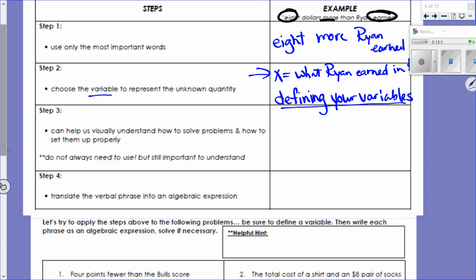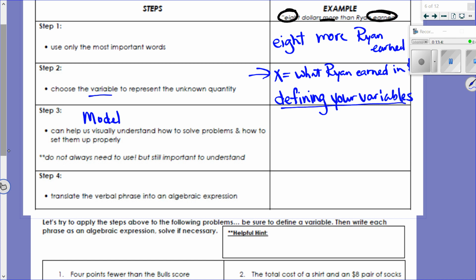Okay, step 3. This is kind of an optional step. It can help us visually understand how to solve problems and how to set them up correctly. You don't always need to use it, but it's still important to understand, and this is modeling. So if we do a model on this, what does my model look like?